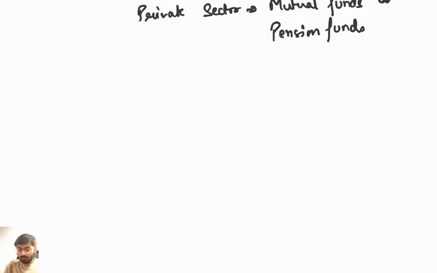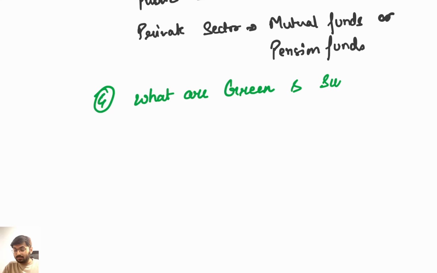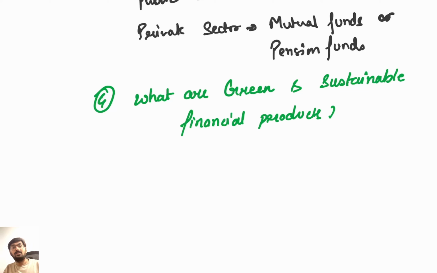Now the point is, sir, you have explained a bit about what is green finance and sustainable finance. But how will you do that? For that we have different types of products. Clear? Now, this is your point number 4. Write down: what are green and sustainable financial products?